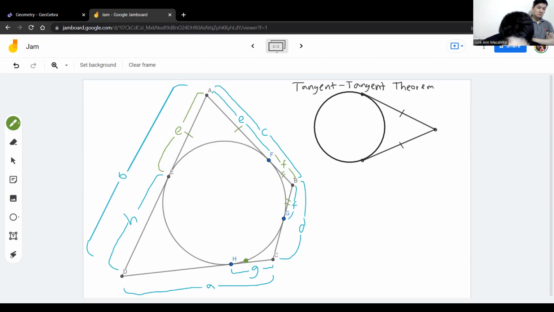The G, which is CH, is a tangent that originates from C. CG is also a tangent that originates from C, so therefore they are equal. And of course, this is H, which is DE. It's a tangent that originates from D. And DH is also a tangent that originates from D. 1, 2, 3, 4, 1, 2, 3, 4, they are congruent, and this is H.